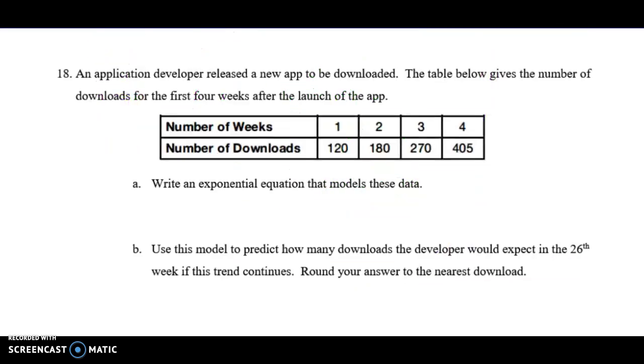Next page. An application developer released a new app to be downloaded. The table below gives the number of downloads in the first 4 weeks after the launch of the app. Write an exponential equation that models these data. We're going to use the stat function, and to do exponential, that is stat calc 0.